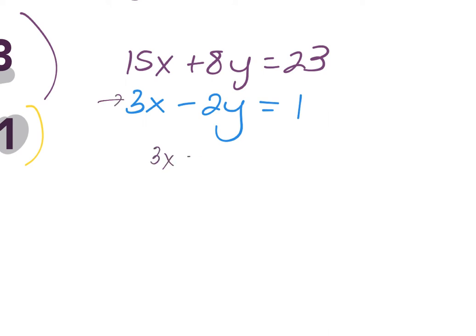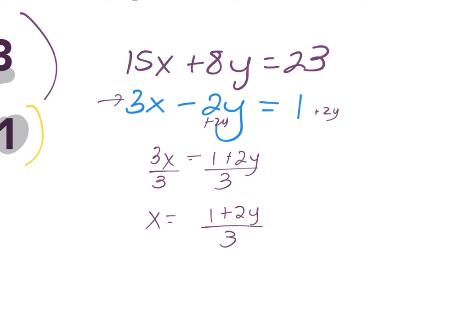So I would get 3x equals, I'm going to add the 2y. 1 plus 2y, or 2y plus 1, order there doesn't matter. And then I've got to divide everything by 3. x equals (1 plus 2y) over 3. I can split that, or I can keep it together. It doesn't matter.